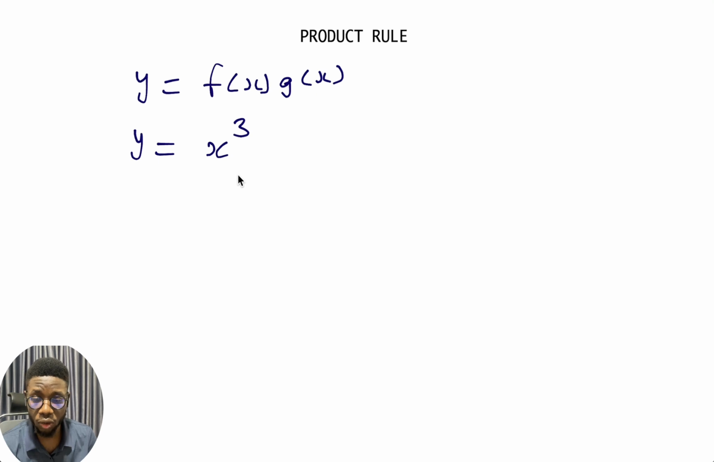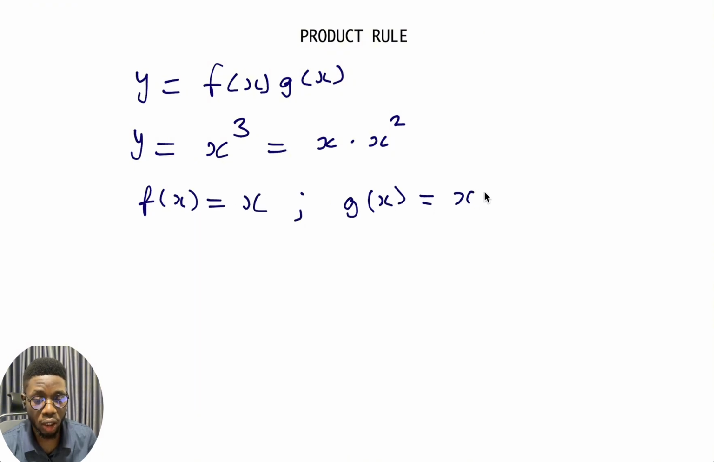Now this function, x raised to the power of 3, you agree with me that we can write this as x multiplied by x squared. So apparently we can represent f of x as x in this place, and we can say g of x equals x squared in this place. Now what does the product rule say?